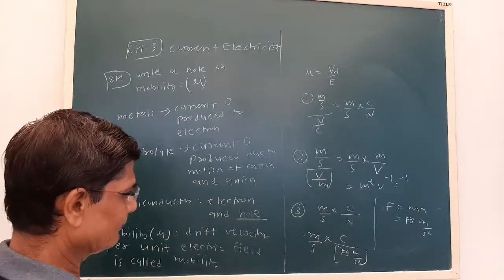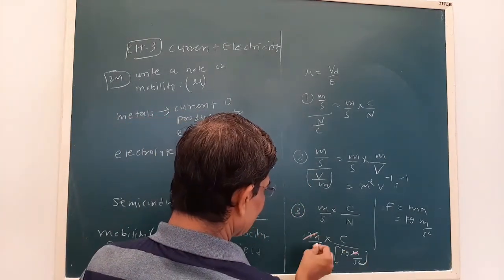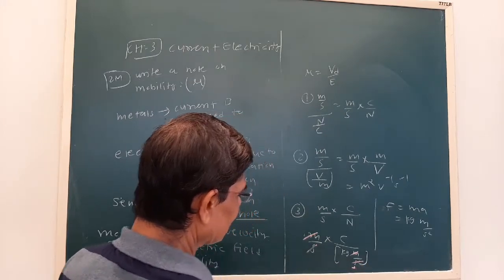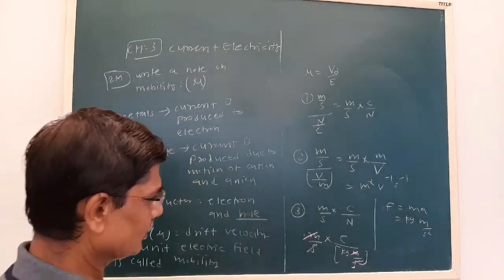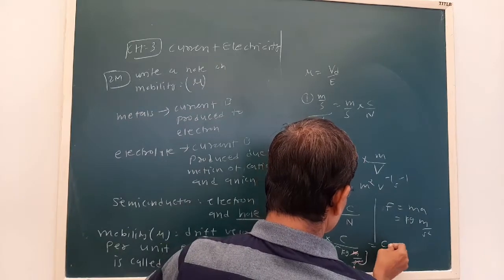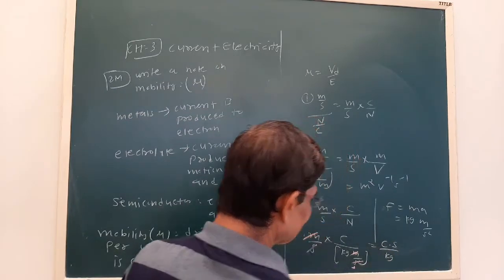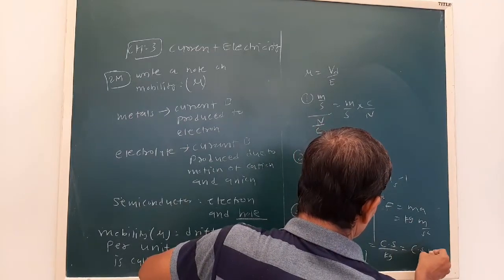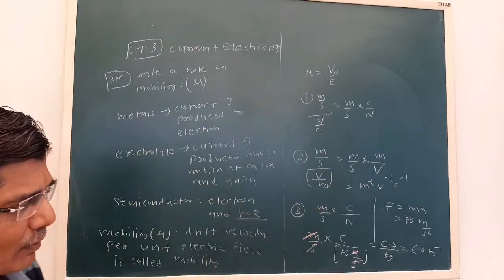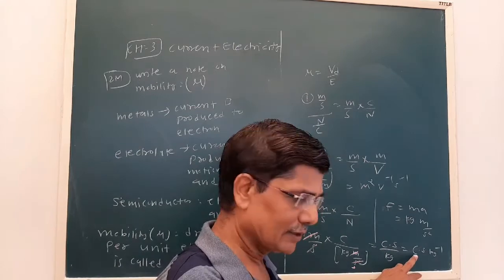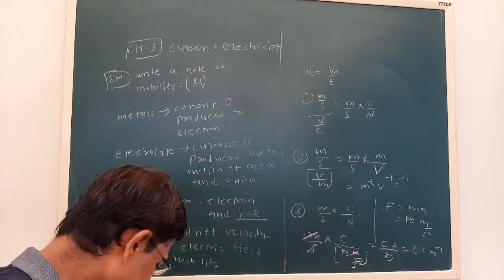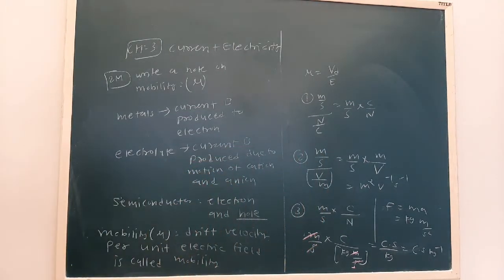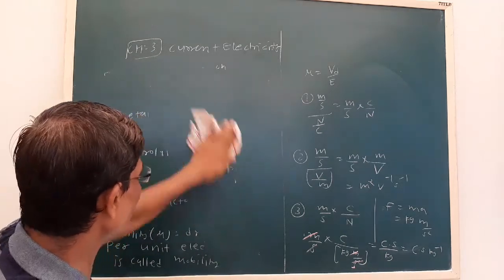Okay, now we simplify. See, this meter will get cancelled, one of the second will get cancelled, but it will move to the denominator, so it will become, okay, coulomb second upon kg, or CS. Now see, popularly we call it Chennai Super Kings. Okay, now by using this we can write the dimension of mobility also.